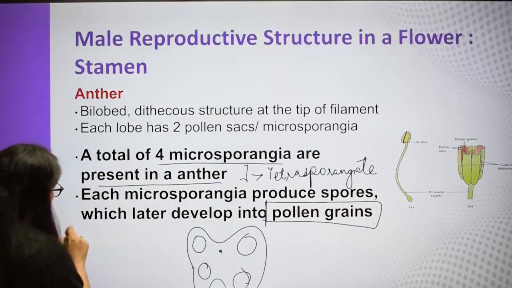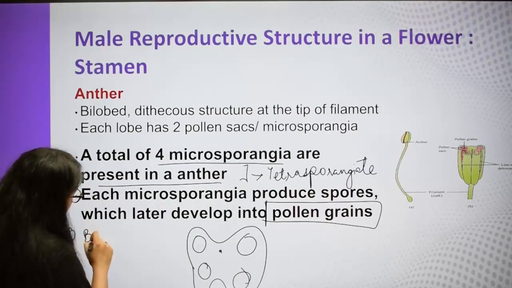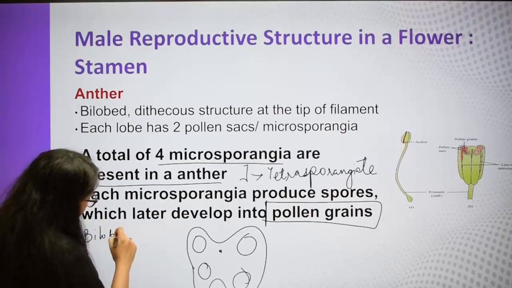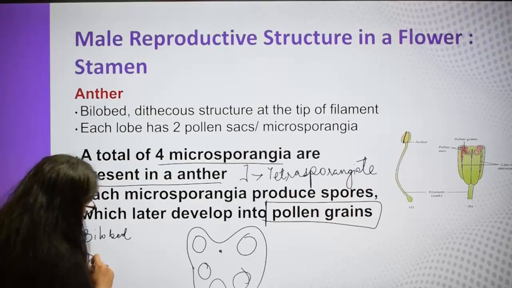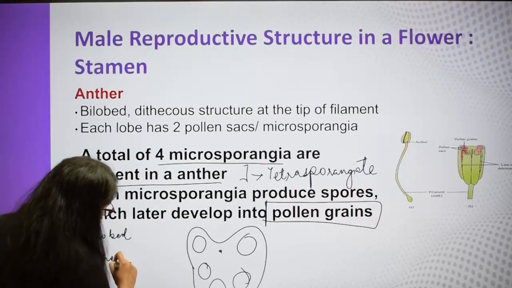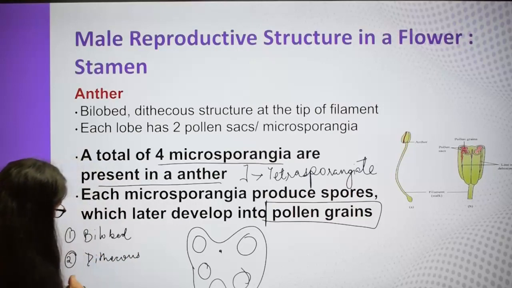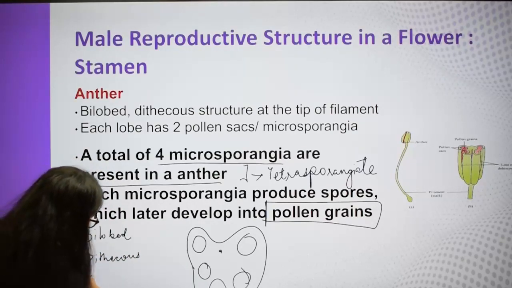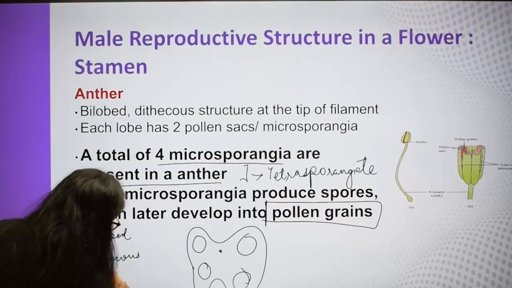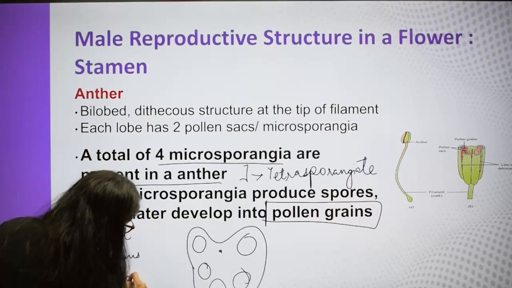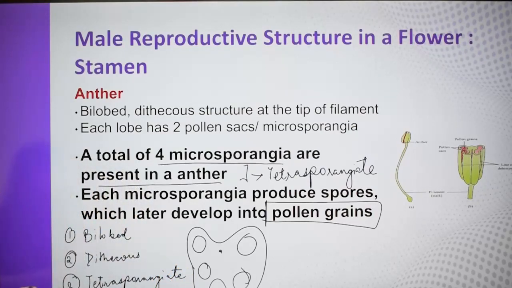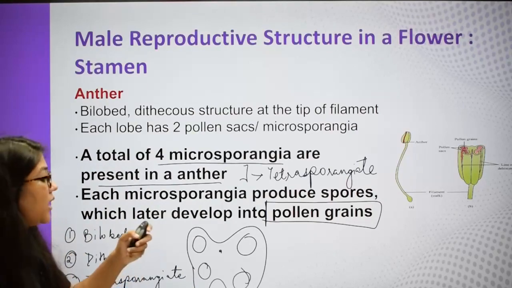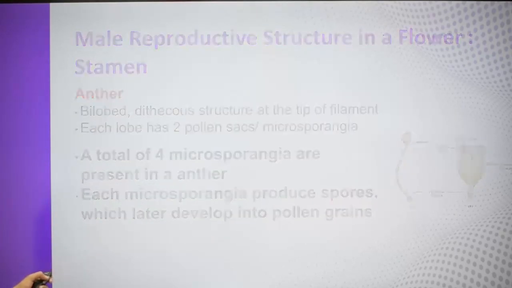So 3 important terms that you have to remember about this stamen. First important term is that it is bilobed. Second important term is that it is diathecous. Third important term is that it is tetrasporangiate. So these 3 terms are very important for the stamens.